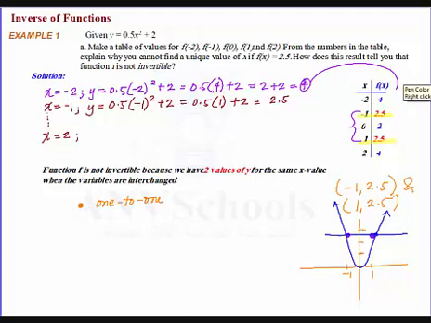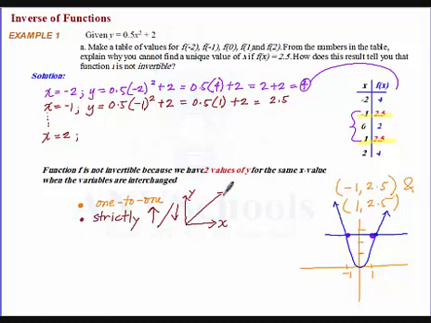It should be strictly increasing or decreasing, meaning it could be something like a linear function, wherein from the graph, this is our y-axis, this is our x-axis, it is increasing strictly or decreasing strictly. So those are the two requirements for a function to be invertible.